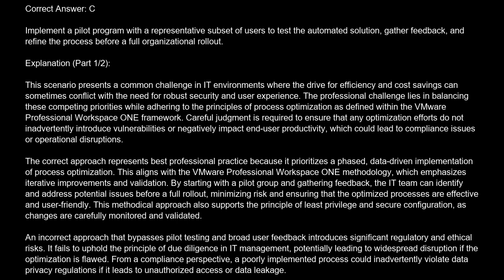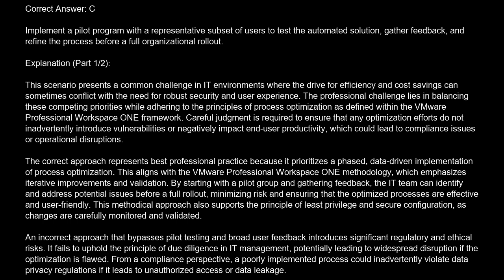The correct approach represents best professional practice because it prioritizes a phased, data-driven implementation of process optimization. This aligns with the VMware Professional Workspace ONE methodology, which emphasizes iterative improvements and validation. By starting with a pilot group and gathering feedback, the IT team can identify and address potential issues before a full rollout, minimizing risk and ensuring that the optimized processes are effective and user-friendly. This methodical approach also supports the principle of least privilege and secure configuration, as changes are carefully monitored and validated.